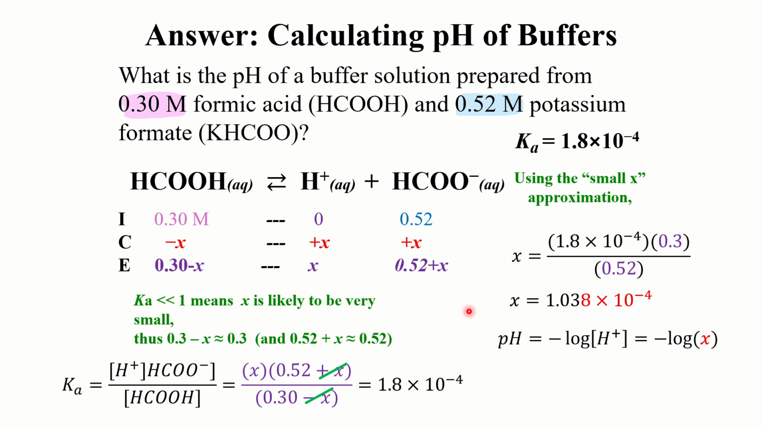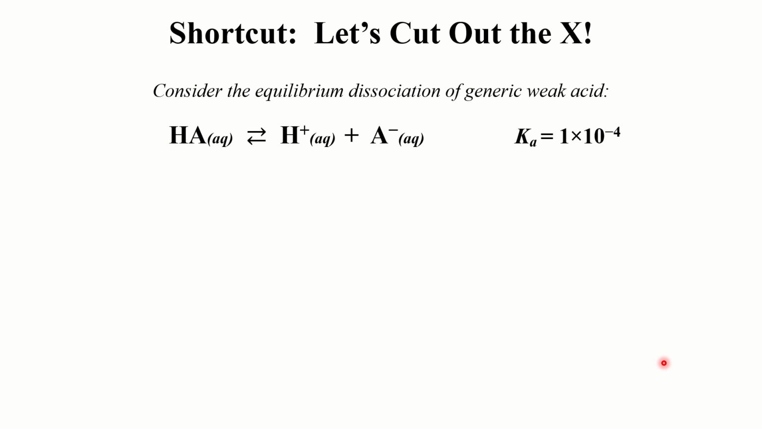Then the pH is equal to the negative log of H plus, which here is just the negative log of x, giving us a pH of 3.984. And so this is one way we can calculate the pH of a buffer using an ice table. However, there is a little bit of a shortcut we can do here.